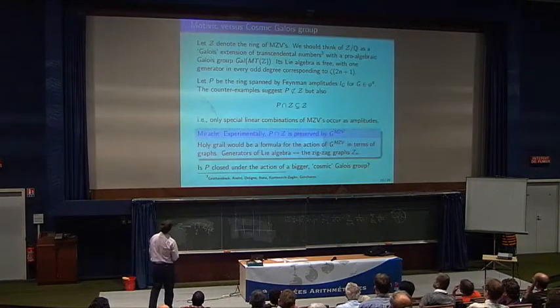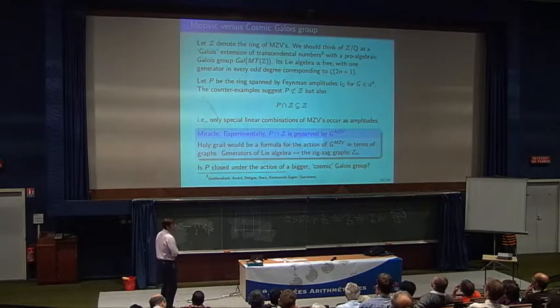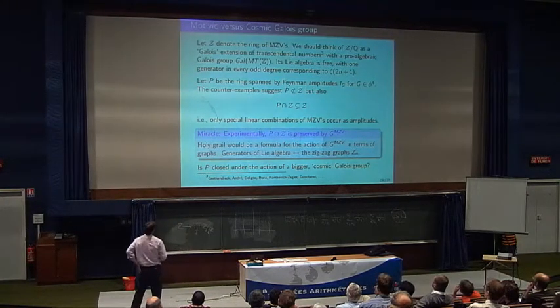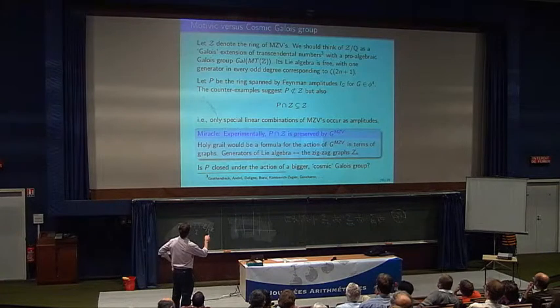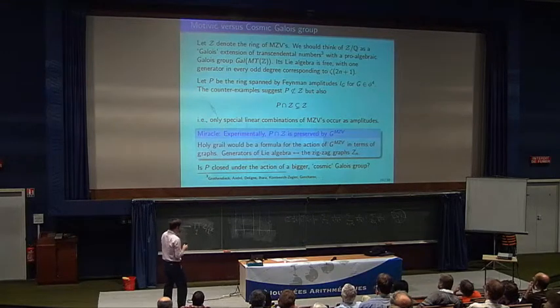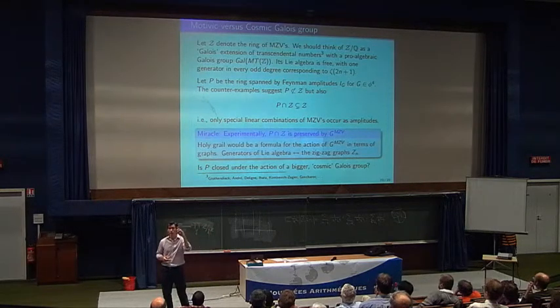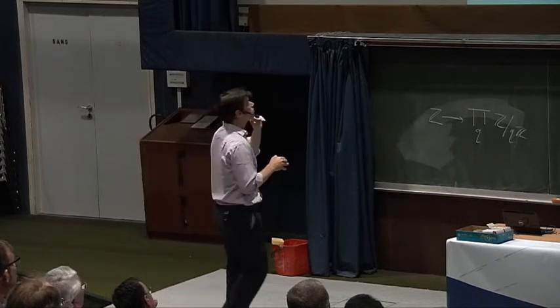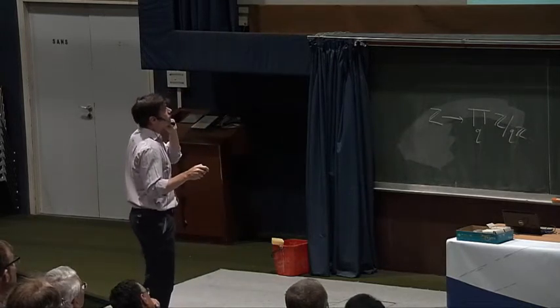Okay, so I'll finish off with some very speculative considerations on the motivic versus the cosmic Galois group, as I promised. What's the right way to think about multiple zeta values is as follows. If Z denotes the ring spanned by the multiple zeta values over Q, then the way to think about it is as a kind of Galois extension over Q of transcendental numbers. Of course, we don't know that they're transcendental. They're extremely difficult conjectures in that direction. But that should be the case.